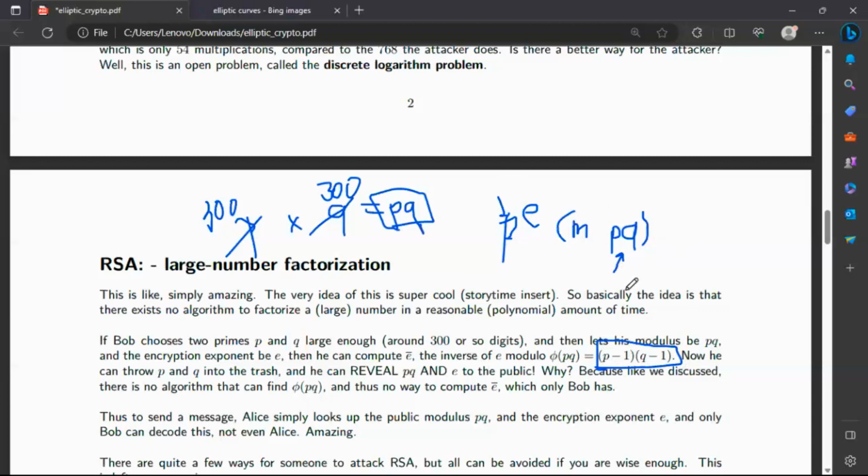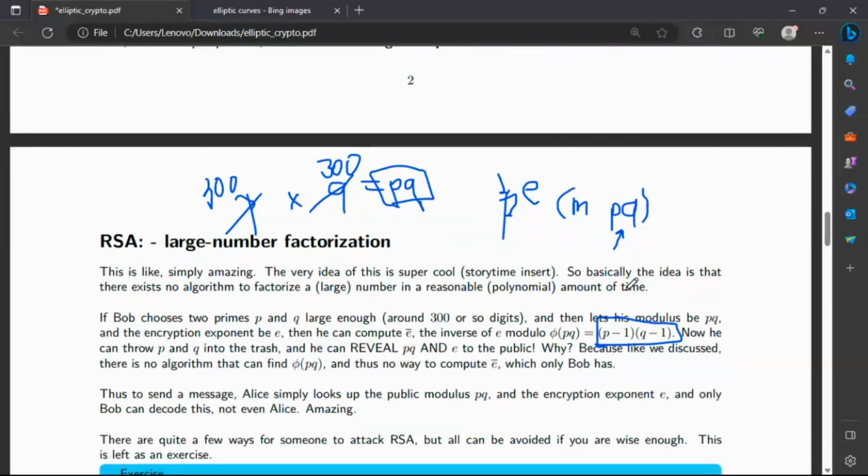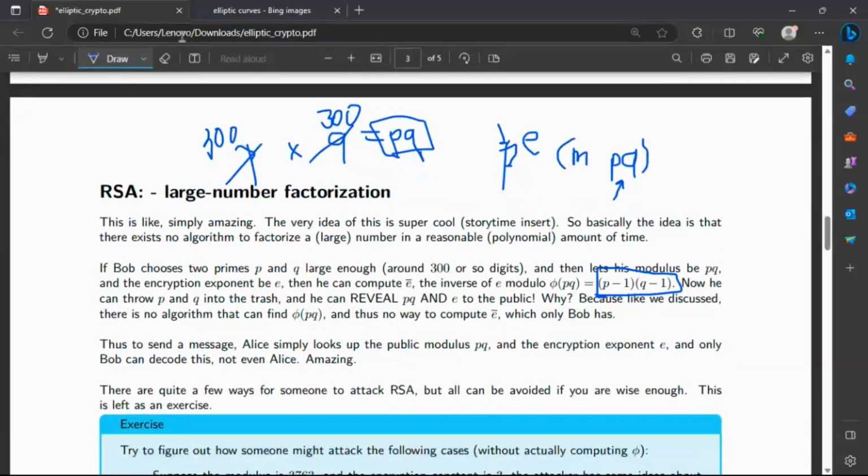So basically, anyone can send Bob messages. Everyone has the key. Everyone has PQ. No one has P, Q, and the inverse. Everyone has PQ though. Since they don't have P and Q individually, they cannot attack this feasibly. So yeah, that's very, very nice.